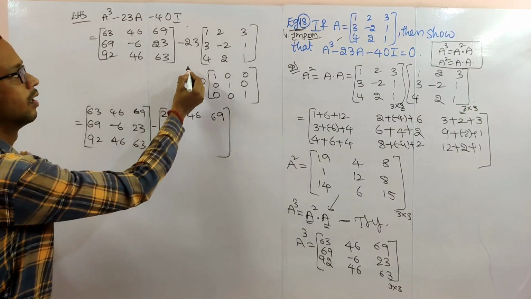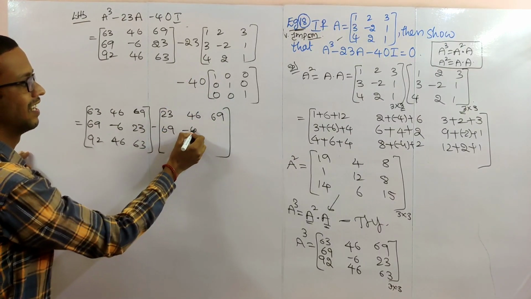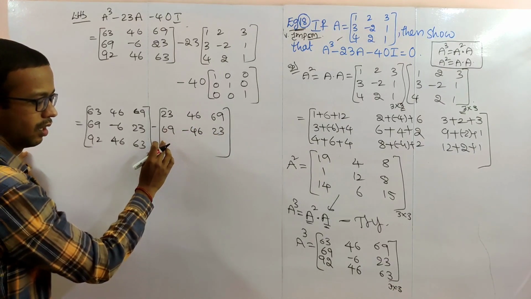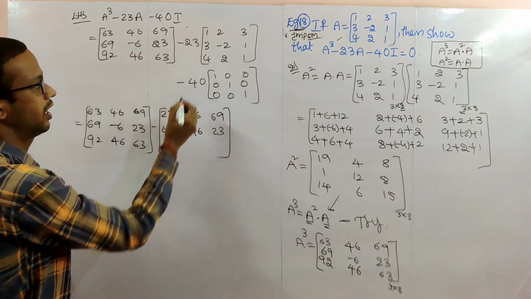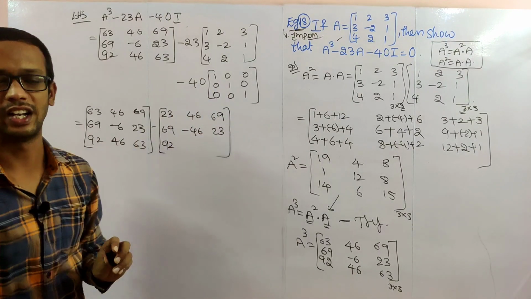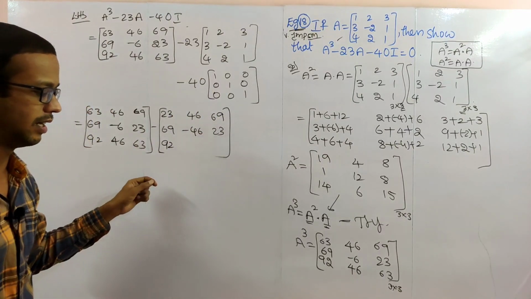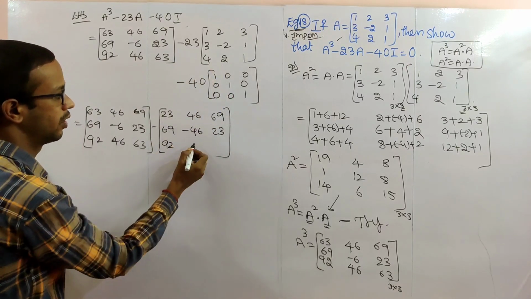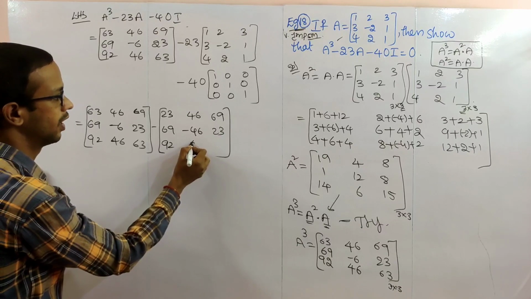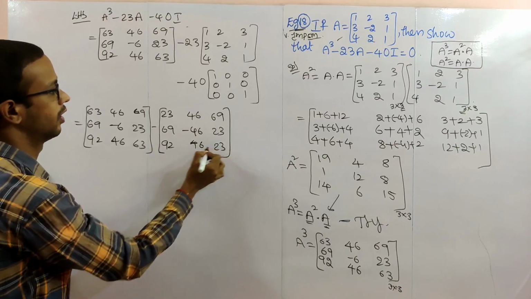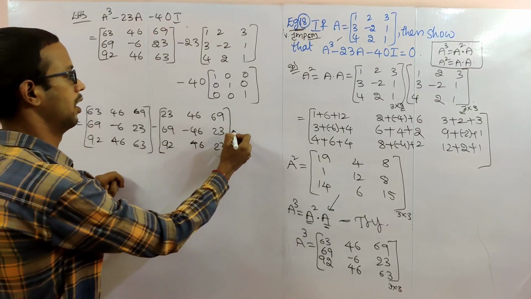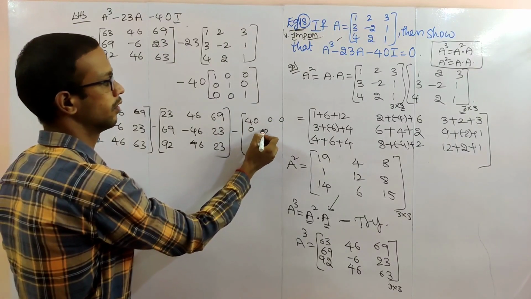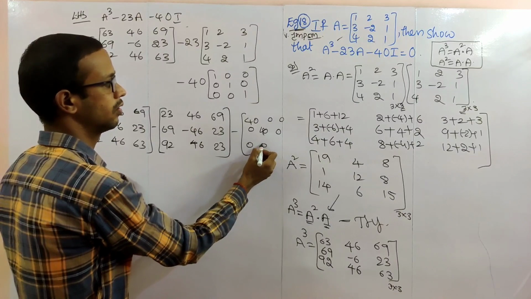after that 69 minus 46, 23. Next here, how much will you get here? 92 you will get. 23 into 4 is 92. Next one, 23 into 2 is 46 and 23. Next, 40, 0, 0, 0, 40, 0, 0, 0, 40.